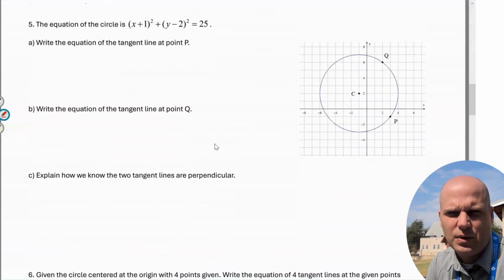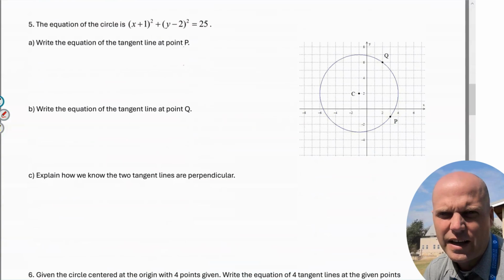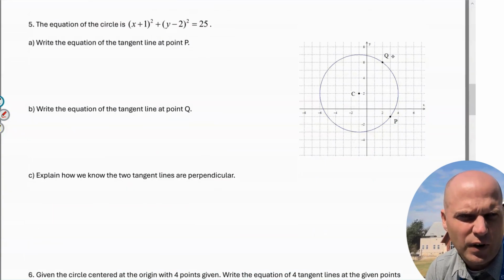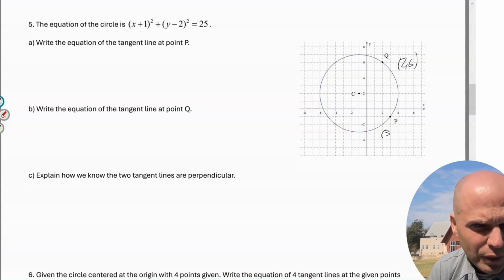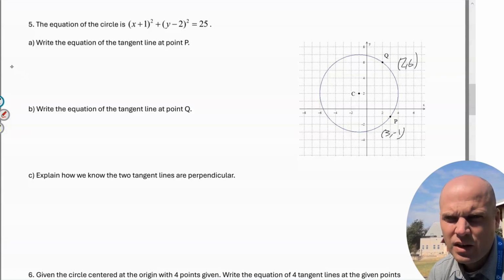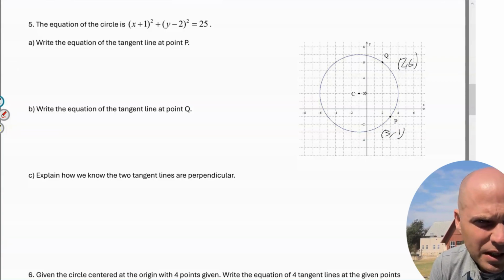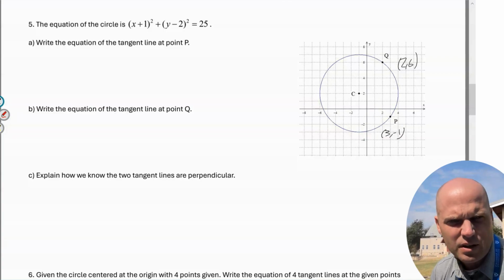So let's get to it. We have this point (-1, 2). We have this radius of 5. Q is the point (2, 6). P is the point (3, -1). What is the equation of the tangent to P? Okay, so here is the radius that connects C and P.